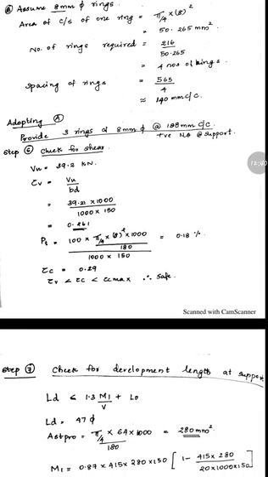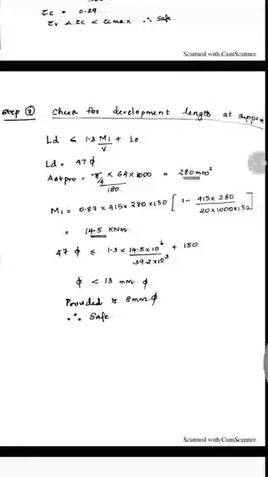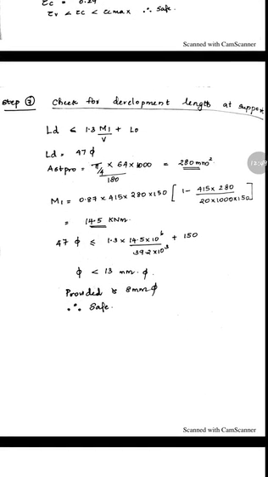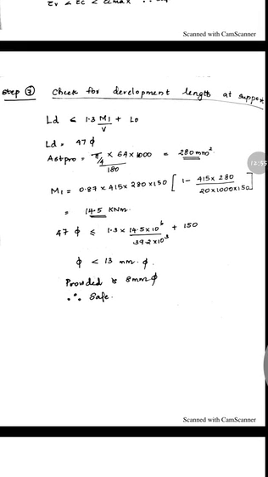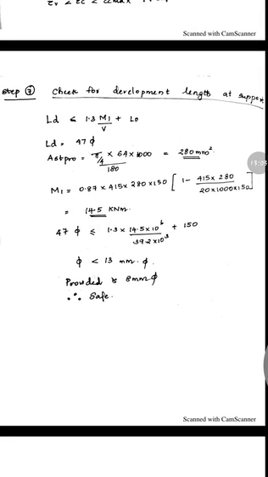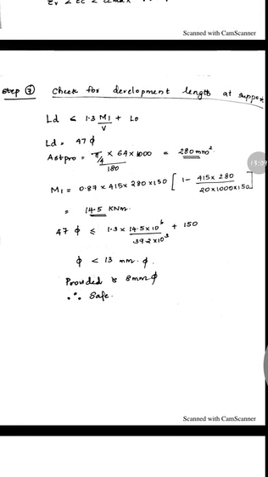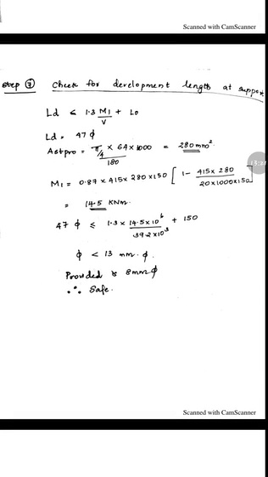And the last and final step is step number 7, check for the development length at the support. So Ld as usual less than or equal to 1.3 M1 by V plus L0. Here also M1 you should take M1 equal to 14.5 kilonewton meter. Therefore 47 times diameter should be less than or equal to 1.3 into 14.5 into 10 raised to 6 divided by 39.2 into 10 raised to 3 plus L0, 150 mm. So diameter should be less than 13 mm diameter. Therefore we have already provided it as 8 mm diameter, therefore it is safe.